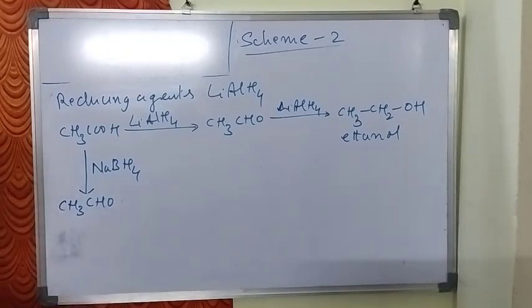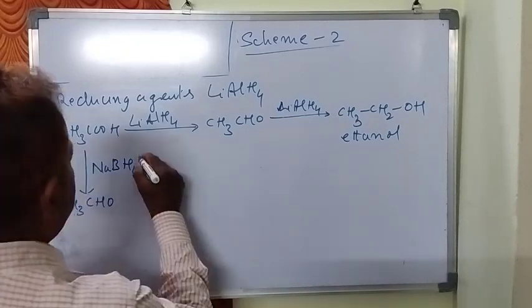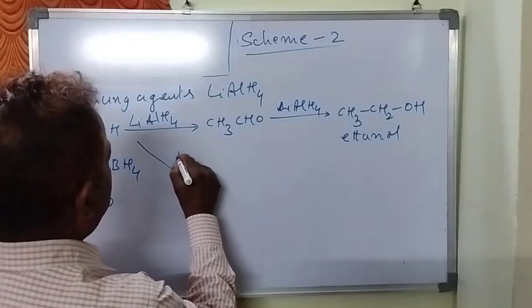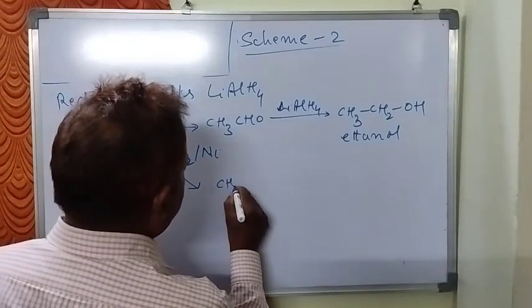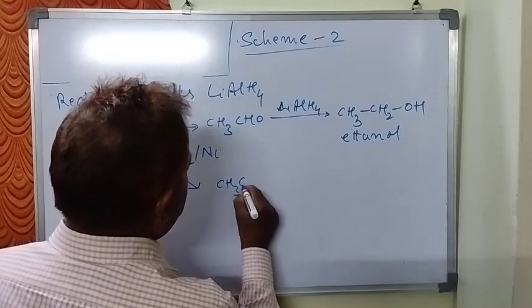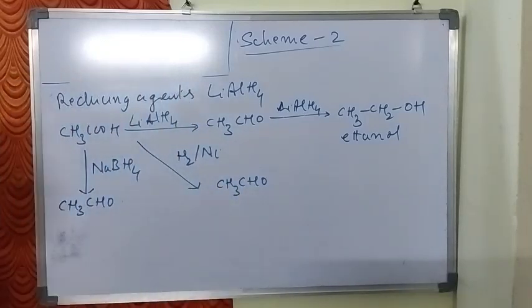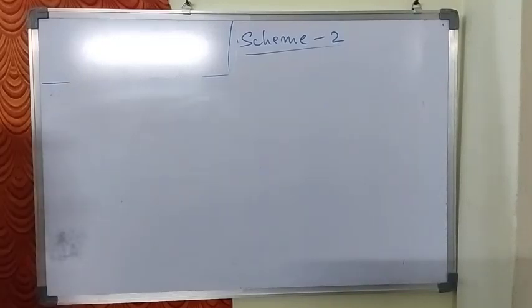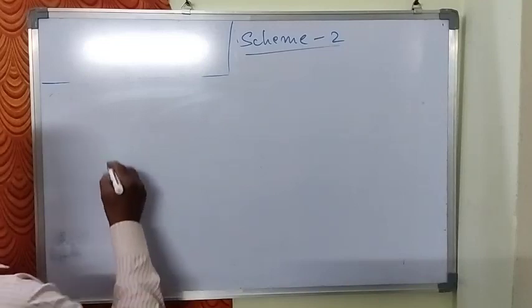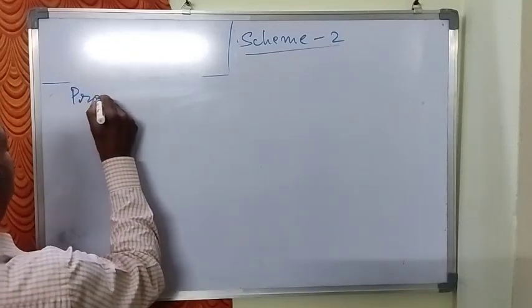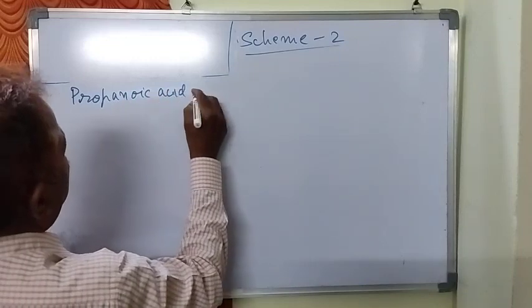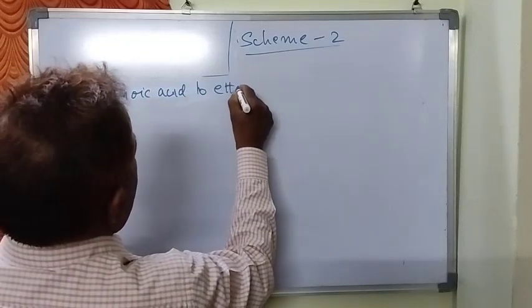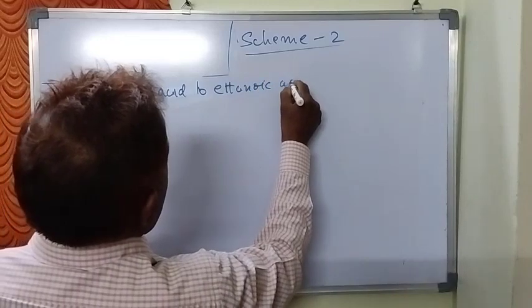Right. Now, other reducing agents. This, in the presence of hydrogen in the presence of nickel. Therefore, we get CH3CHO. So, in this way, we can carry out oxidation and reduction in scheme 2. Now, let us take a typical conversion. Propanoic acid to ethanoic acid.